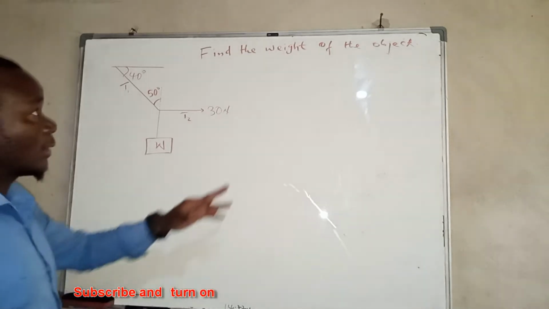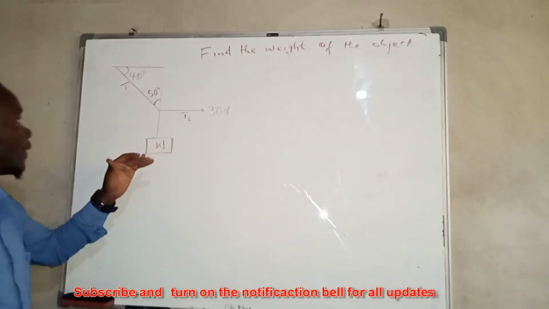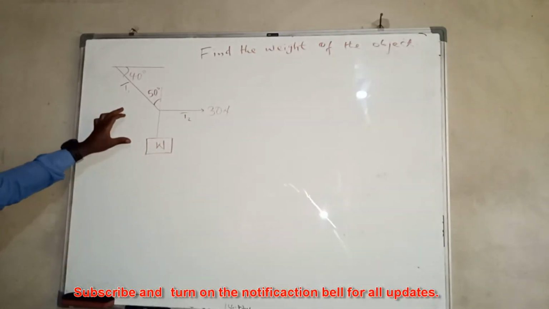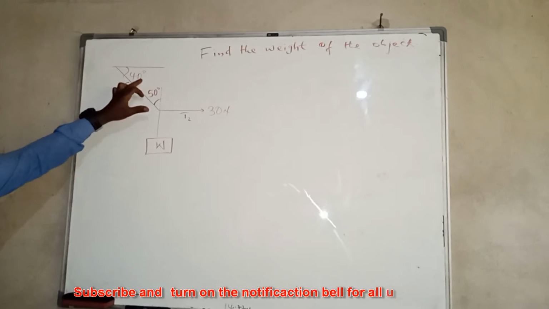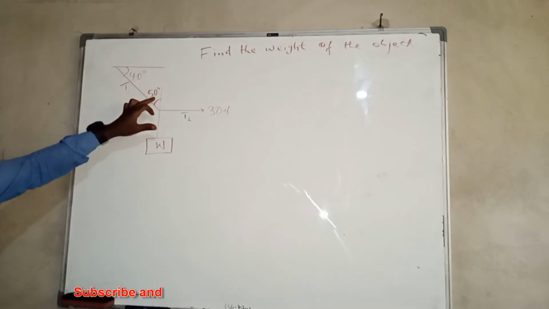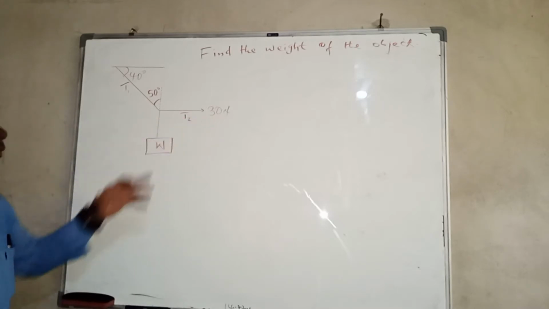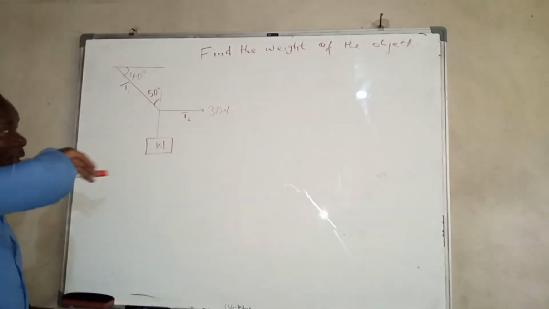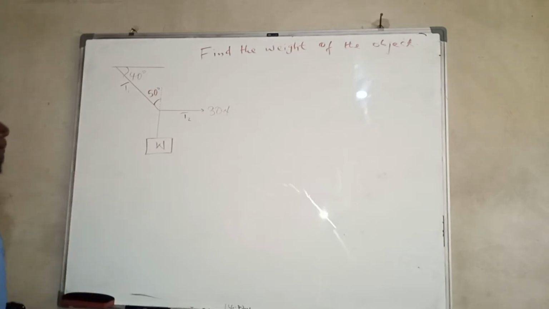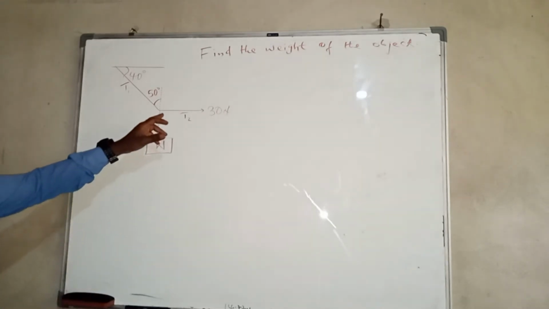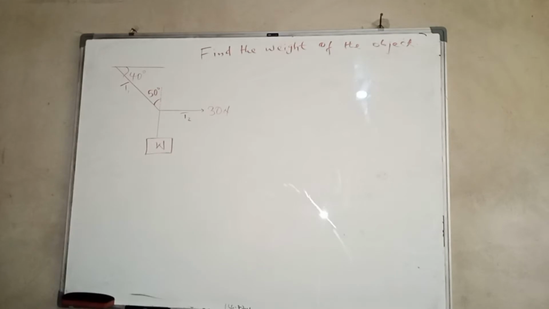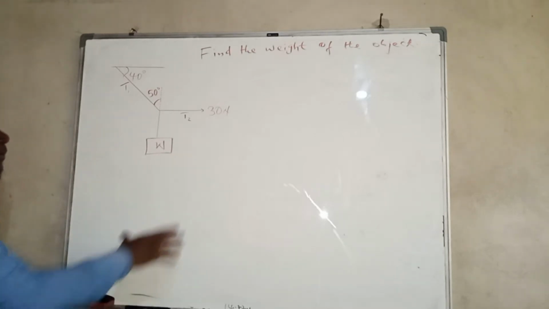In this question, we're going to find the weight of an object where we have been given this diagram, where this is the angle 40 degrees, this is 50 degrees, and this is 30 newtons in the horizontal direction. So now we are trying to find the weight. The concept is very simple.